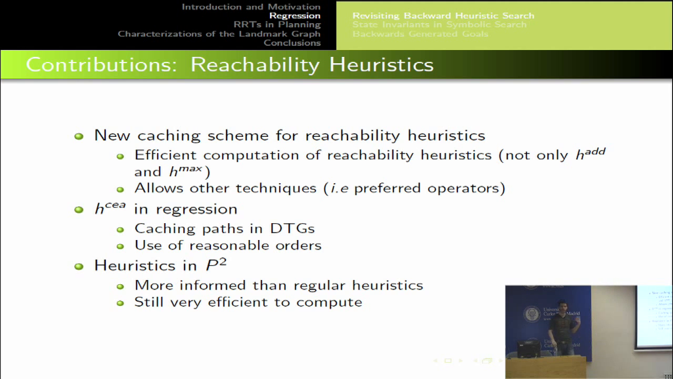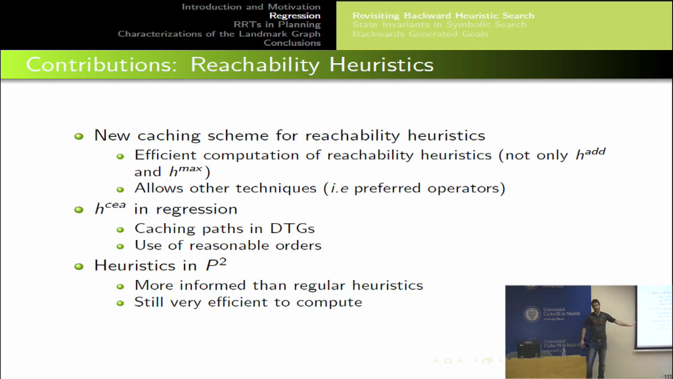The context-enhanced heuristic is a bit special. We proved here that the caching scheme works also in DTGs, and computing this heuristic is still efficient, right? And also for the selection of the pivot, we can use reasonable orders to get a clue, right, or some ideas on how to get them.